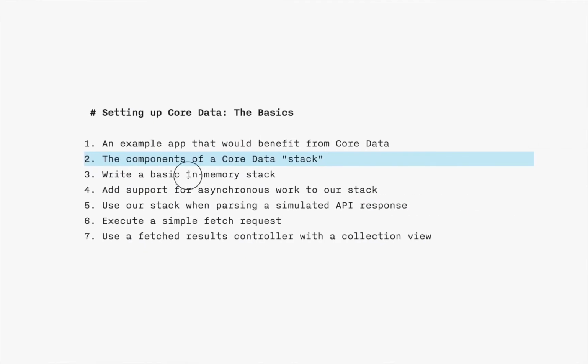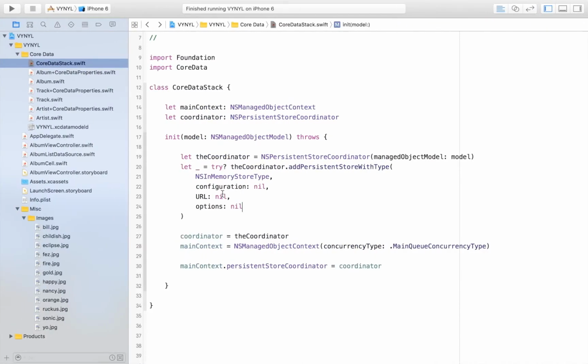So we've written a basic in-memory stack, and now we're going to go on to section 4. We're going to talk about adding support for asynchronous work to our stack. And here's what I mean. If you're writing an app like our music app, which is going to be pulling data down from the network, you're going to be getting a lot of JSON back. You're going to need to be parsing the JSON and updating your data model. And you need to do that in the background so that you don't block execution on the main thread, which would lead to a bad user experience.